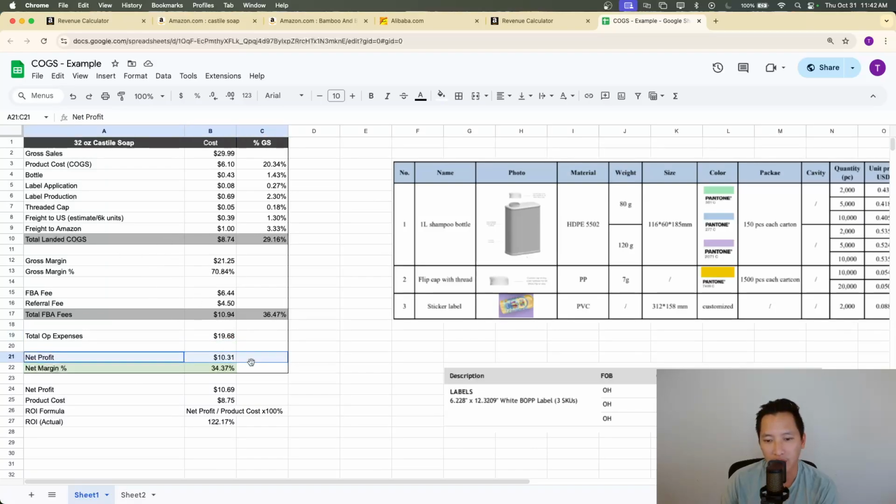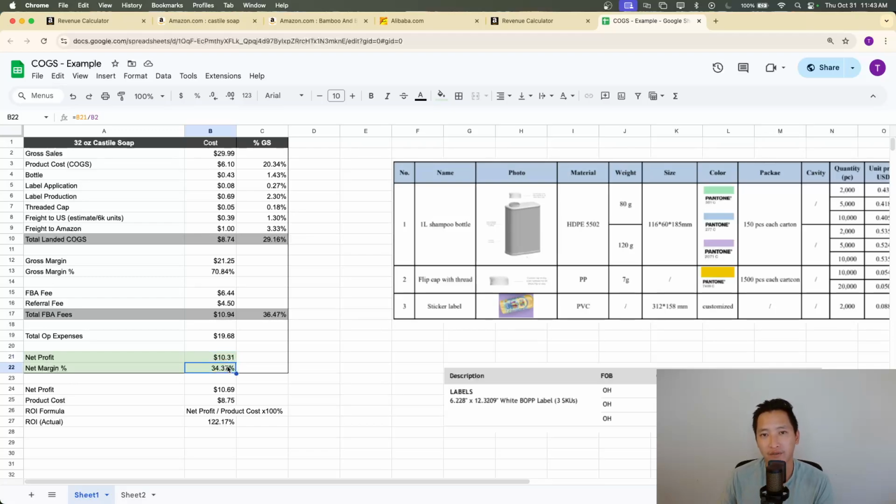Now, your net profit is basically a calculation of your gross sales minus your total operating expenses. And then your net margin is your net profit divided by gross sales. Now, I just went through a lot, but what's important to look at here is you now know $10.31 is my net margin. That's how much I make, or net profit. That's how much I make per unit. Every time I sell a $29.99 bottle of soap, I make $10.31.